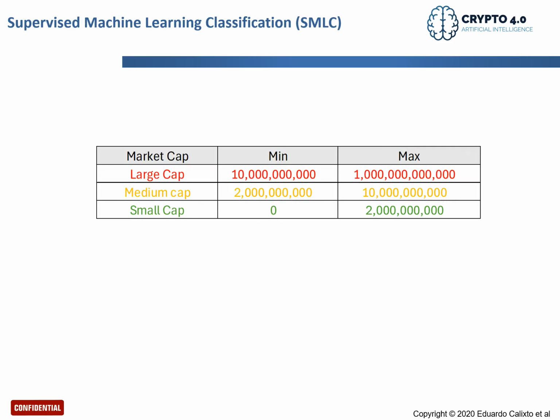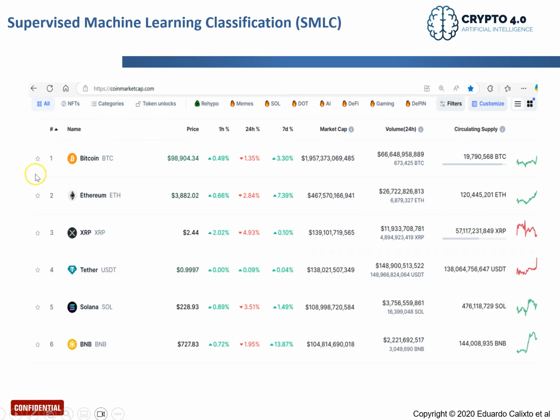Just as a reminder, this is the interval in billions concerning market cap. Between 0 and 2 billion are small cap, between 2 billion and 10 billion is medium cap, and higher than 10 billion is large cap. That is defined here on the coinmarketcap.com website. You can see in this market cap column the definition for each one. You can see Bitcoin already has 1 trillion, and so on.